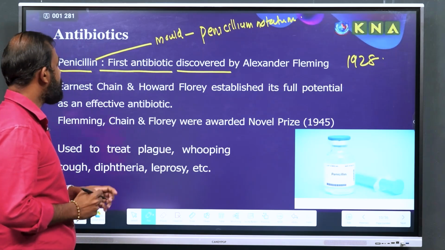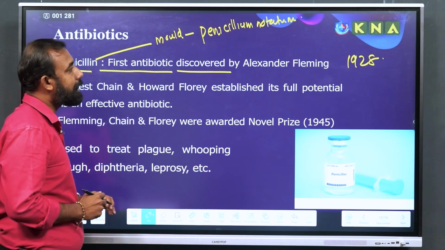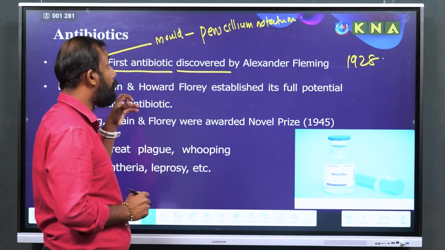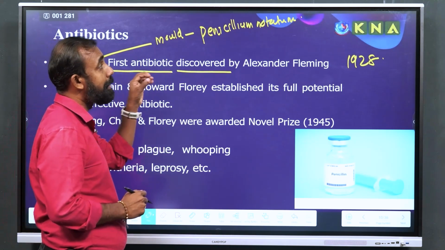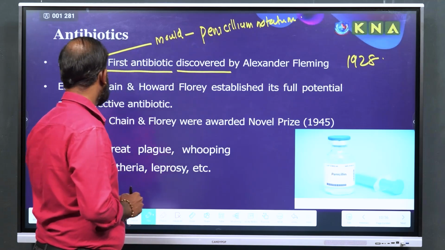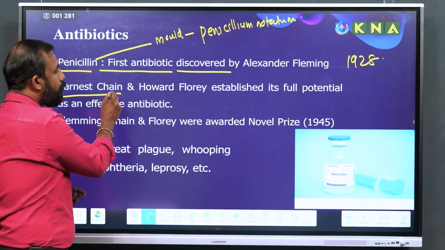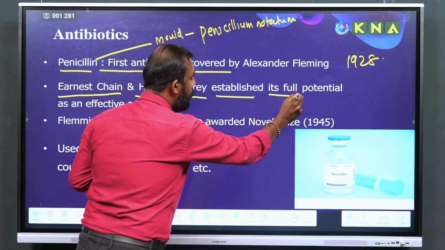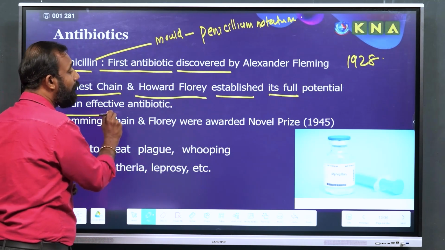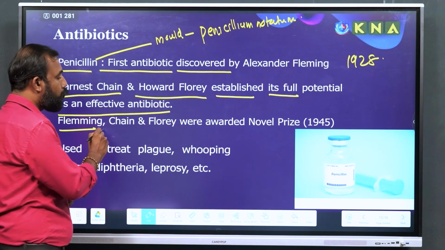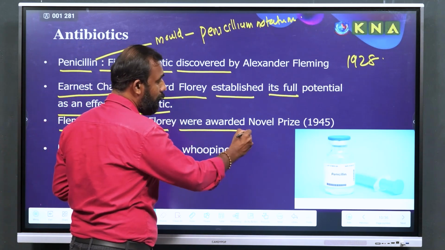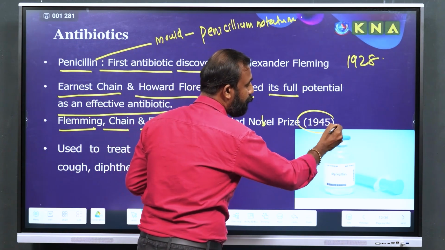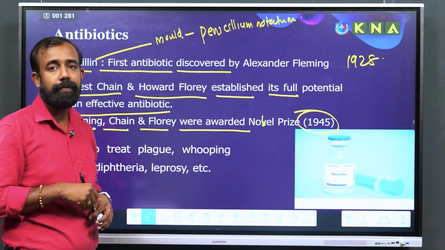So the first antibiotic is penicillin. It was discovered by Alexander Fleming in 1928 and it is obtained from a mold, a fungus, called Penicillium notatum. Ernst Chain and Howard Florey established its full potential as an effective antibiotic. Fleming, Chain, and Florey were awarded the Nobel Prize in 1945. It's very important.